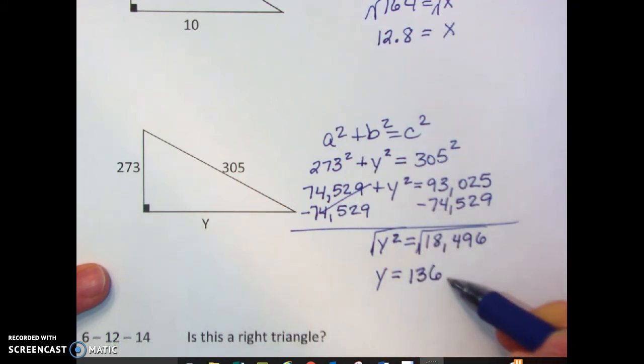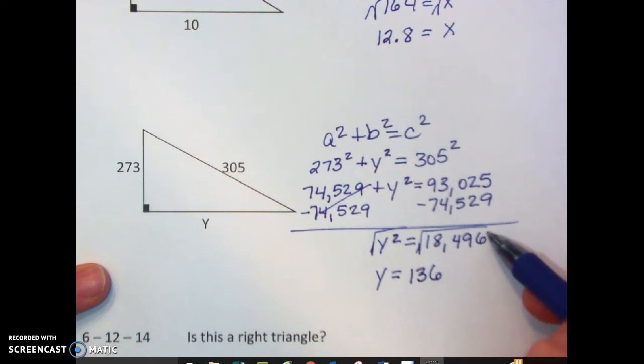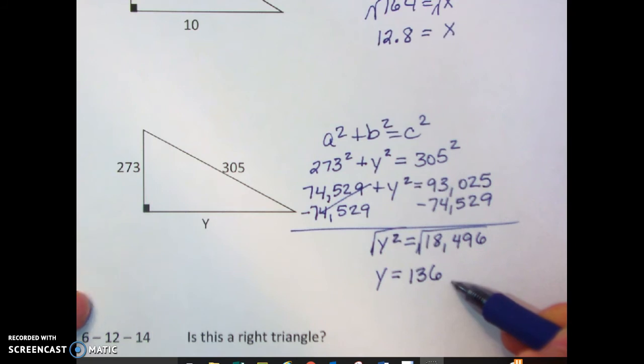Since that turns out to be a whole number, this is an exact answer as well as this. So this is also exact. It wasn't a decimal that we rounded here.